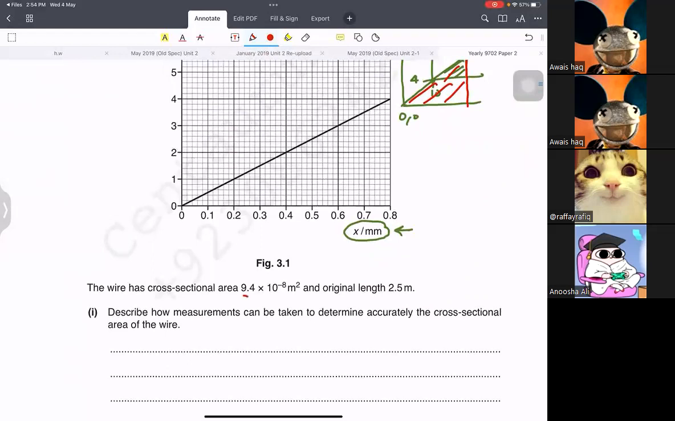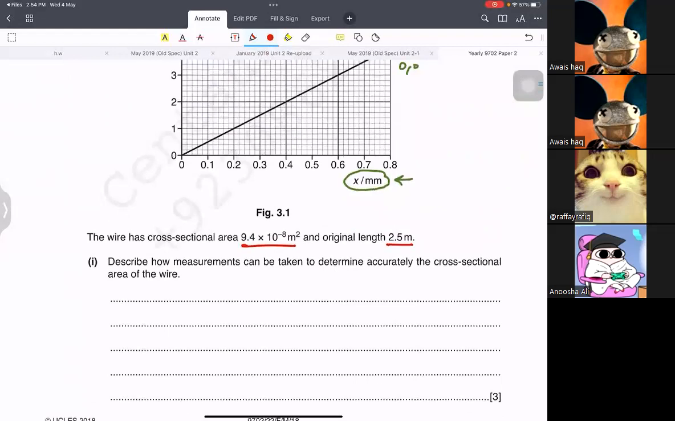Now, we have the area, we have the original length, we have extension, force, fine. Describe how measurements can be taken to determine accurately the cross-sectional area of the wire. Now, this is also important for paper 3, question number 2.